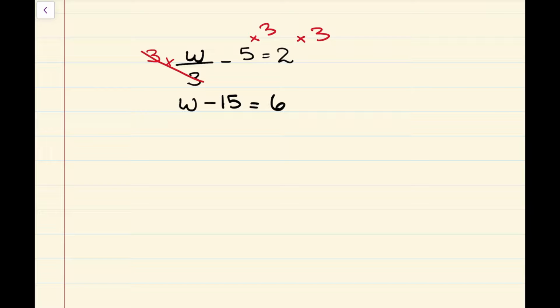Now what we would have to do is carry over the 15. And because 15 is being subtracted here, when we carry it over, we would have to change the sign, change the operation. So then it would just be plus 15 instead of minus 15. And 6 plus 15 is just 21. And that's how we would solve that question.